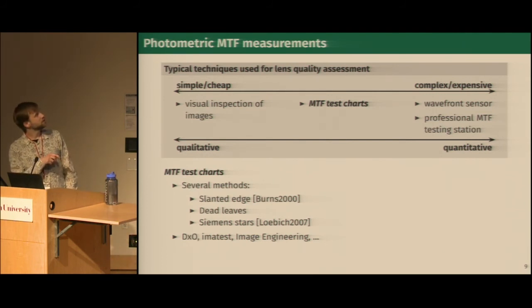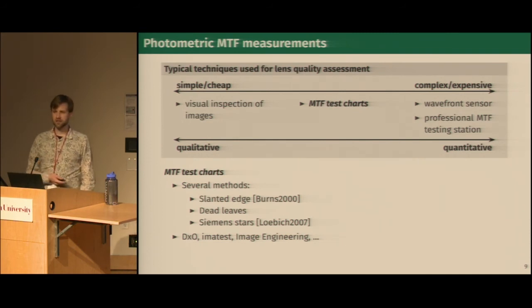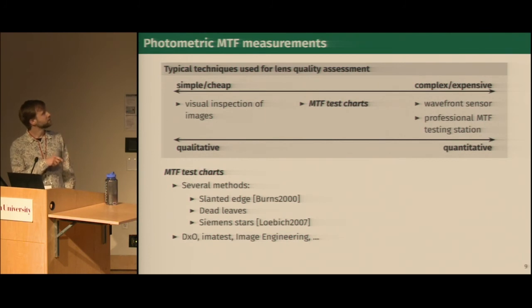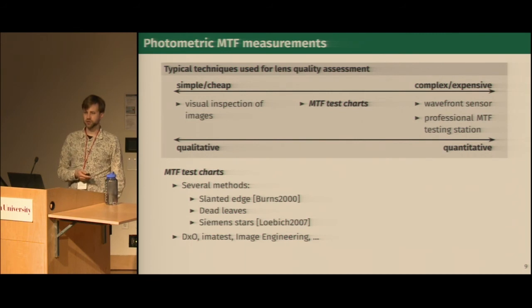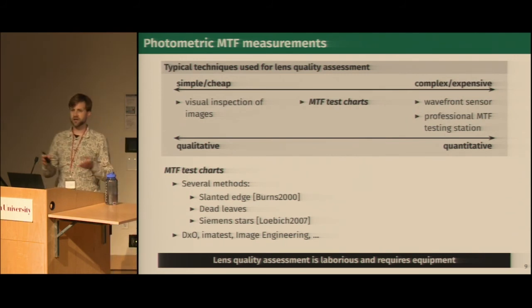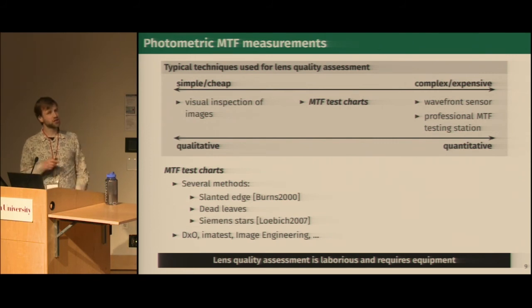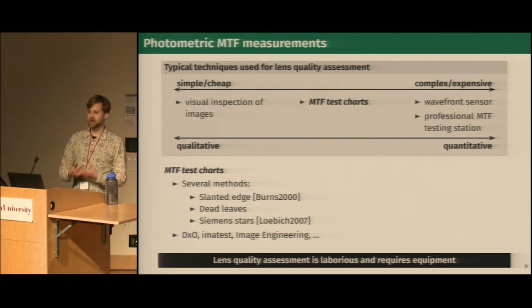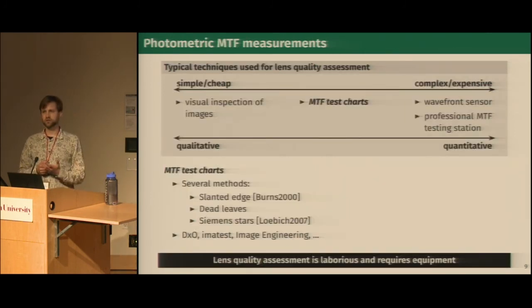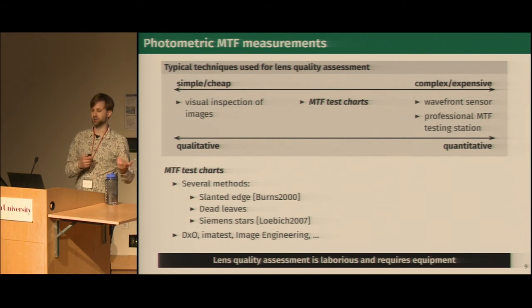And in between are methods that use MTF test charts, and I think those are most widely used and implemented in many different software packages, and there's also a range of different techniques that these software packages use to actually obtain these measurements. But all of them have the problem that they do require additional equipment, and they're quite time-consuming and expensive to use, because you still need to buy these charts, you need to buy lighting, you have to set everything up, you have to know how all these things work. So a typical hobby photographer who just wants to know how good his lens is doesn't have this equipment.